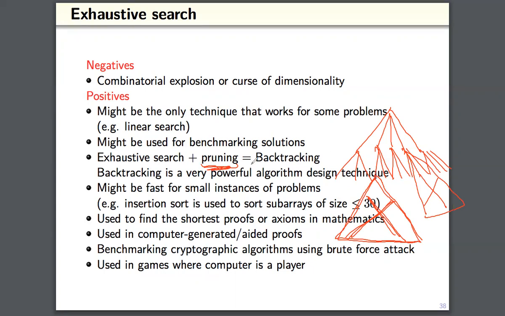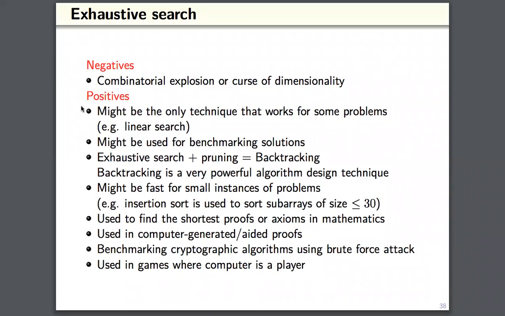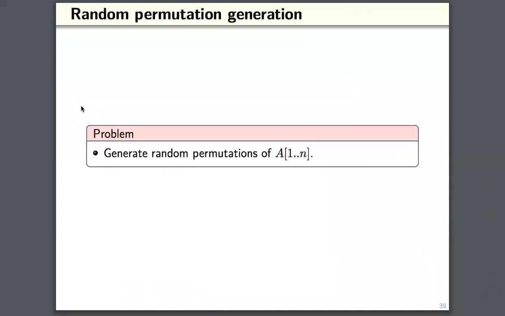Okay, next. Even if it is slow, it can be faster for some small instances than super efficient algorithms. So you might have to use this for small instances. And there are many other advantages. We need not go deeper there. Right, so that's about the first approach that we covered, exhaustive search.